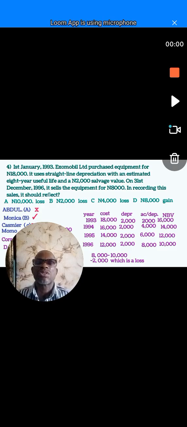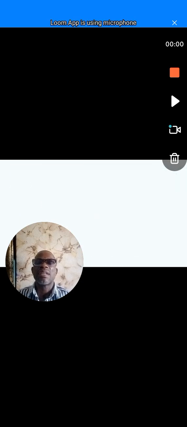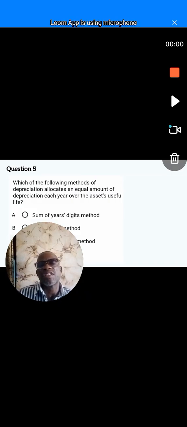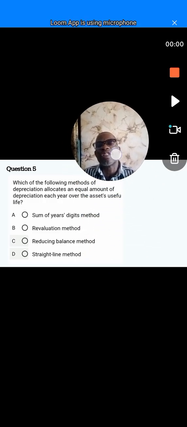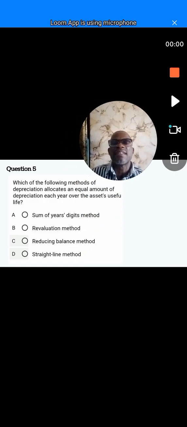So it's only now the last question, which is question 5. It's the simplest question, and you need not spend much time solving it. The question says, which of the following methods of depreciation allocates an equal amount of depreciation each year over the asset's useful life? Your time begins now.